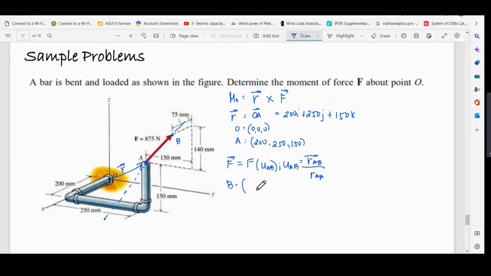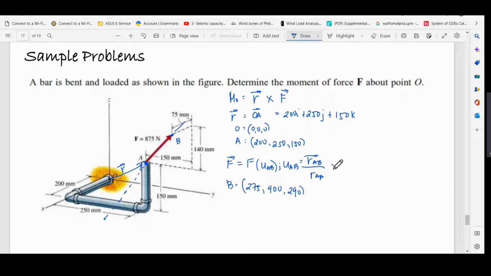So, B will be, X will be 250 plus 150. So, we have 400. Ay, X pala. Sorry. X will be 200 plus ito, 75. So, we have 275. Y is yung 250 tsaka 150. So, we have 400. And then, Z is 150 plus 140, and that is equal to 290.